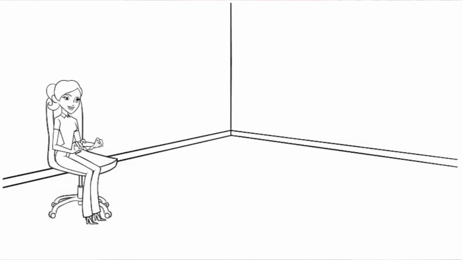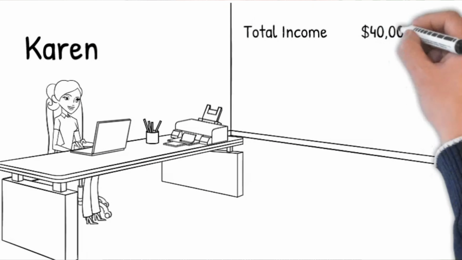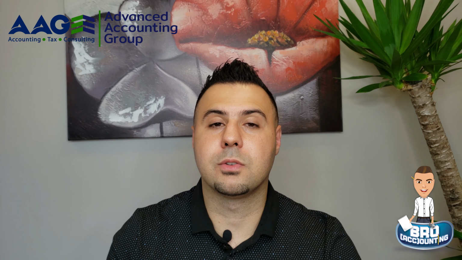So let's use Karen here as a prop, as an example in this situation. Let's say Karen made $40,000 that year and she paid $4,000 in taxes. Let's not focus on the $4,000. We'll refer to that at the end of this video. But Karen made $40,000 of total income.